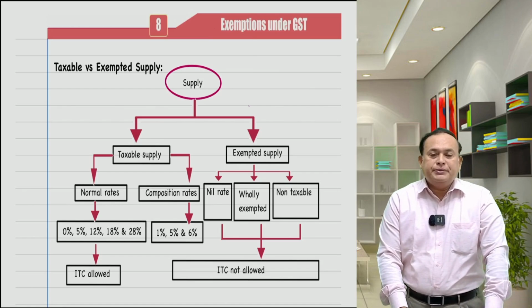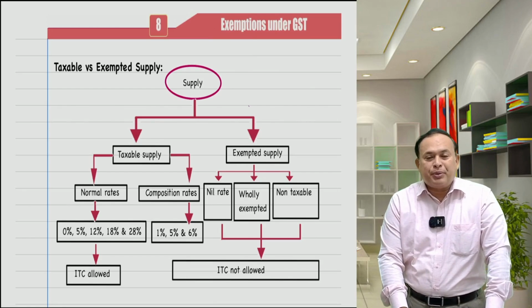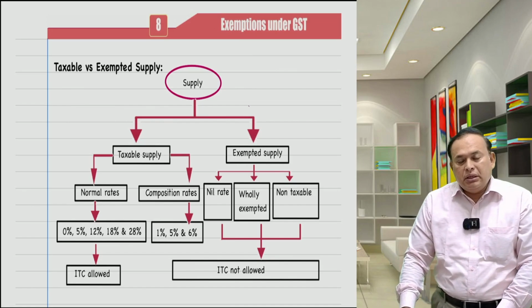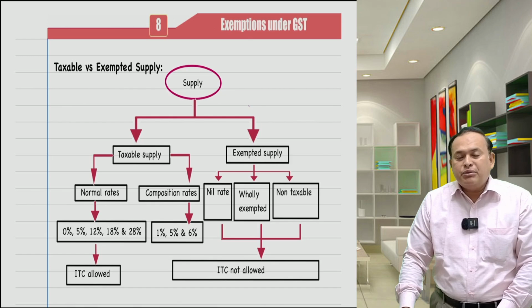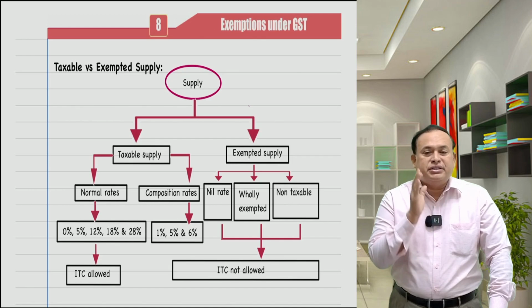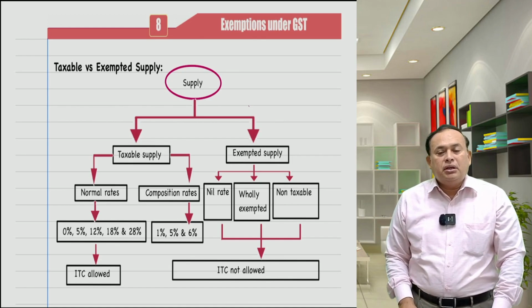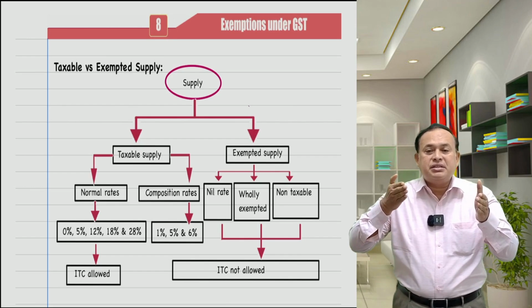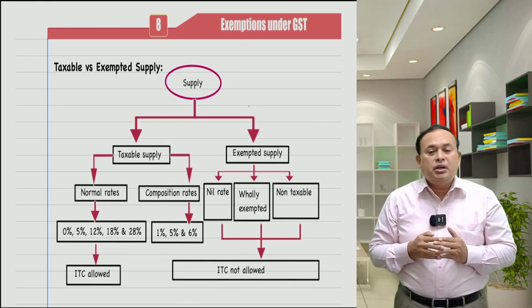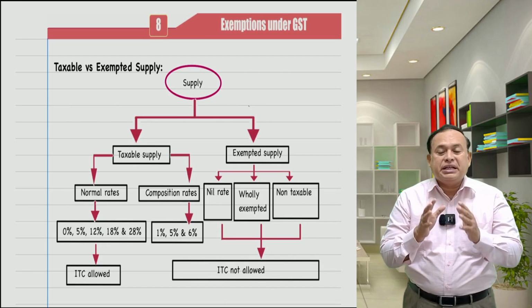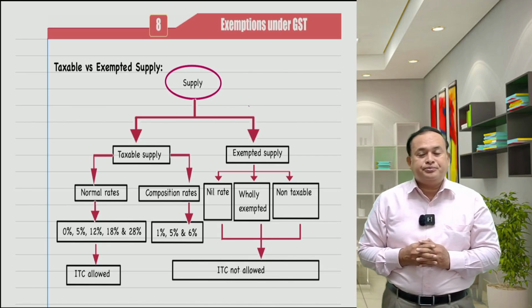So far, we referred time of supply, place of supply, and value of supply. Now, I am referring exemptions under the GST. That means supply of goods, supply of services are both which are exempted by notification issued by the Government of India.